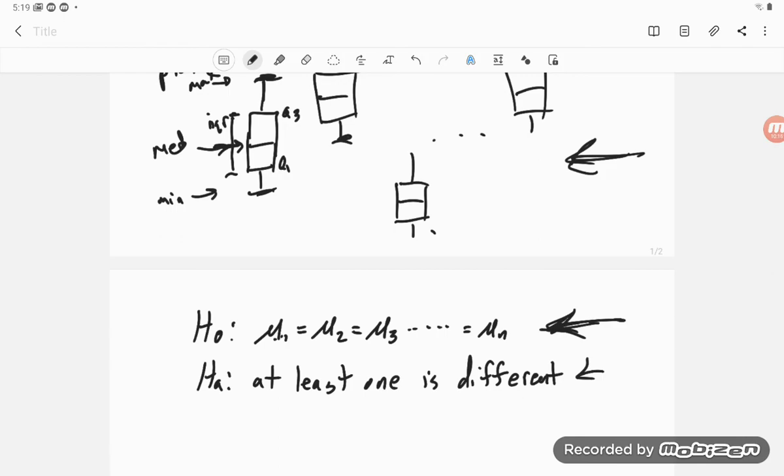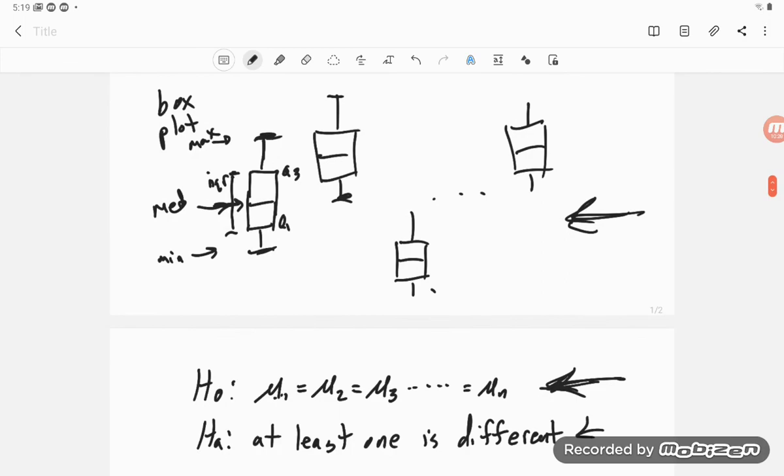Okay, so that is this analysis of variance idea, and in the next video we'll look at what we're checking in the analysis of variance, and come back to this picture to see what we want to do there.